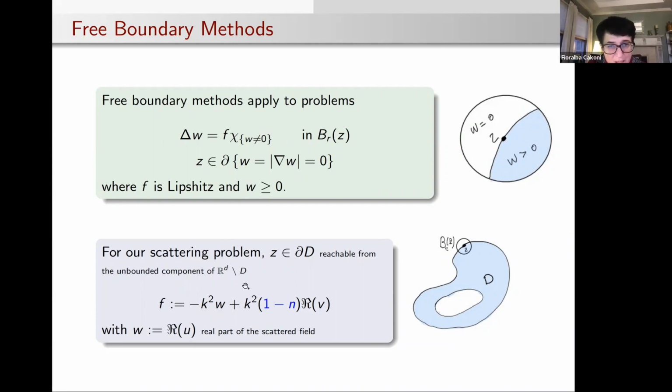And F, the source here, looks like this. You need to have a real source, a real-valued function. So you can take the real part of the equation, or you can take the imaginary part of the equation. Here I have taken the real part of the source problem for the scattering problem. So the W here satisfies this, okay, with a source of this form, right? The source is now not a fixed function, but depends on W also, okay? All right, so it's a natural connection with the free boundary. So basically you would like to analyze what is the regularity of the free boundary in this case, okay?